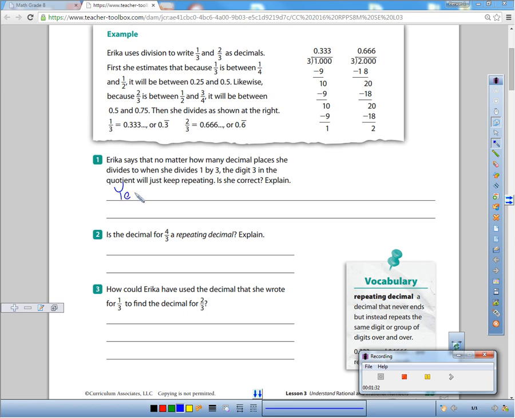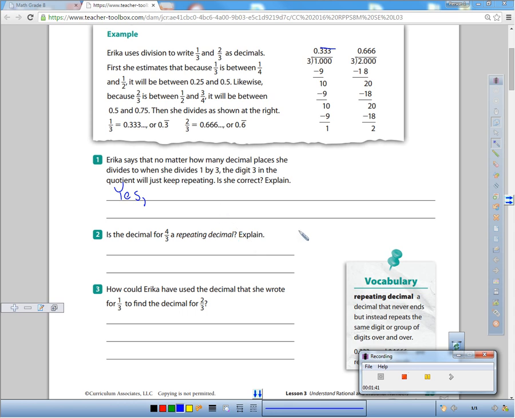So what you would do in your explanation here, you would write that yes, she is correct. And then I want you to explain why in your own words. Something like, yes, she's going to keep dividing by 3 each time, and 10 divided by 3 each time is going to give you 9 left over. So we're continually having that repeating decimal.